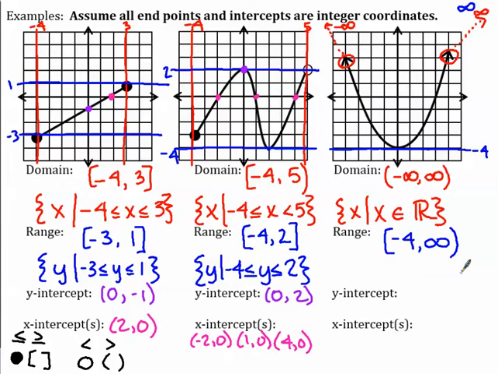For set notation, another way of describing this is to say that it's any number that is greater than or equal to -4. So we can write this as the set of all y's such that y is greater than or equal to -4.